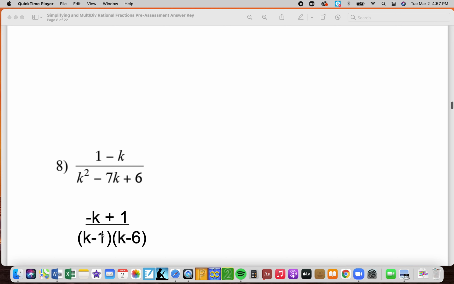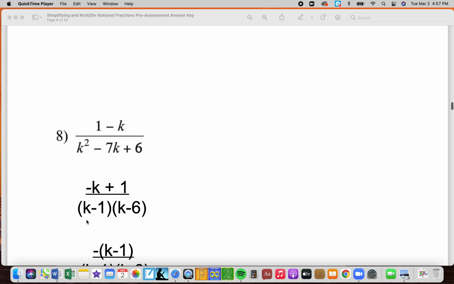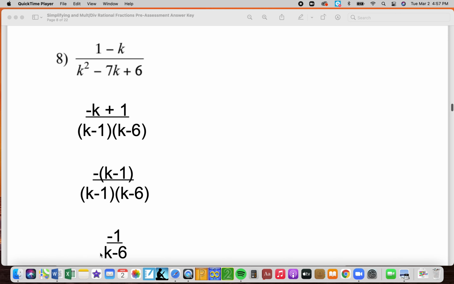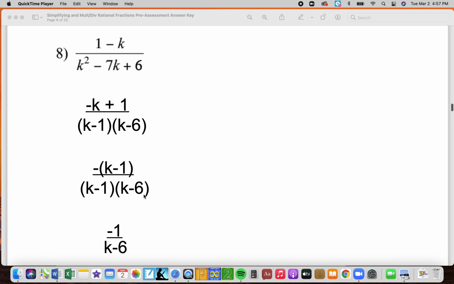Now, we can't cancel these yet. And the other issue, not only was this not in standard form, but we had a first term negative. So whenever we have a first term negative, we have to factor out a negative from the two terms. So if we factor out a negative, we get k minus 1. And now the k minus 1s can cancel. And that leaves us with negative 1 over k minus 6.